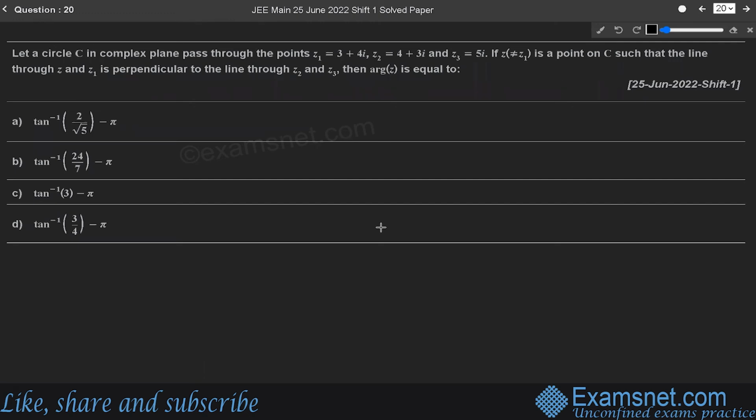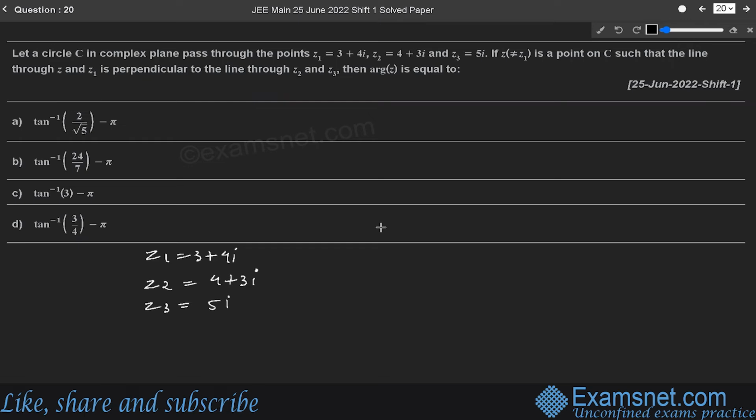Next question is a very interesting question. Let a circle C in complex plane pass through the points z1 = 3 + 4i, z2 = 4 + 3i, and z3 = 5i. If z (not equal to z1) is a point on C such that the line through z and z1 is perpendicular to the line through z2 and z3, then argument of z is equal to.